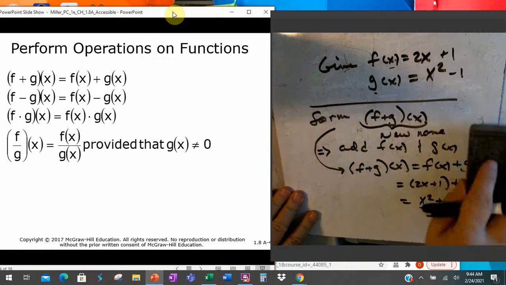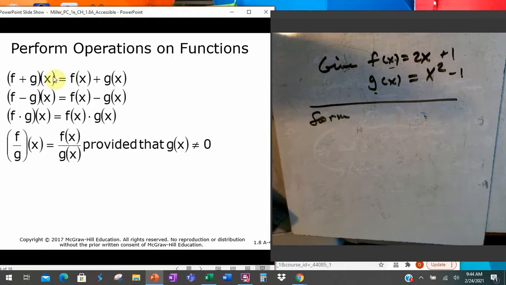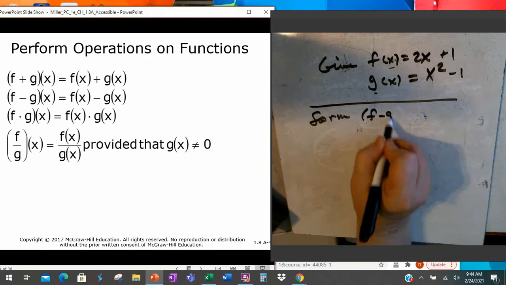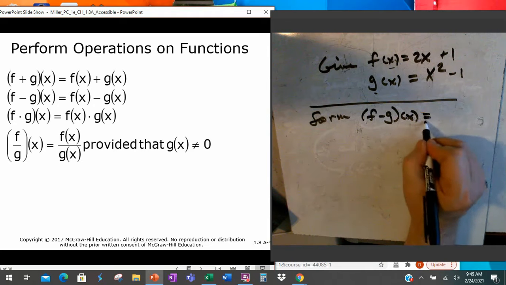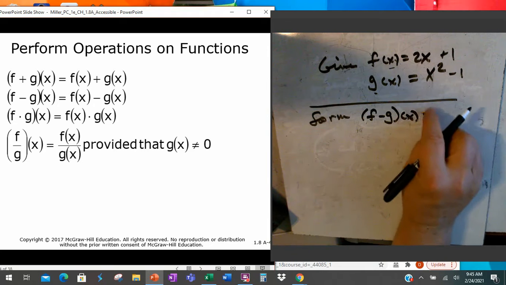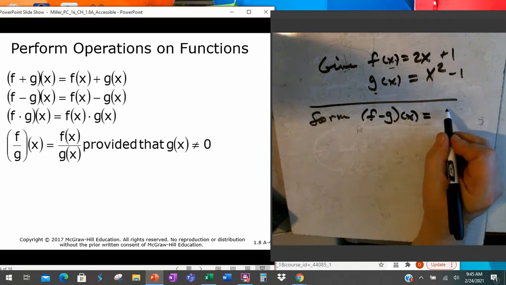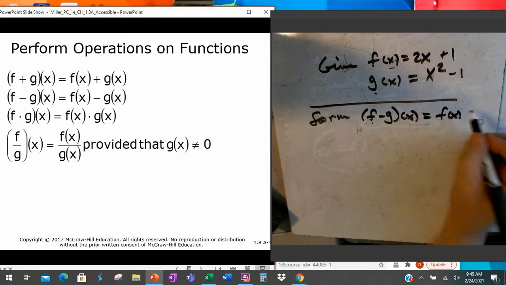How about if I want to form this next one to the left, f minus g, the difference of two functions, f minus g of x. This is defined as, sometimes you see this as defined as, but it is equal to take f of x, the first one, and subtract the second one.